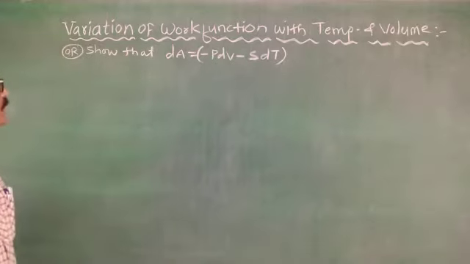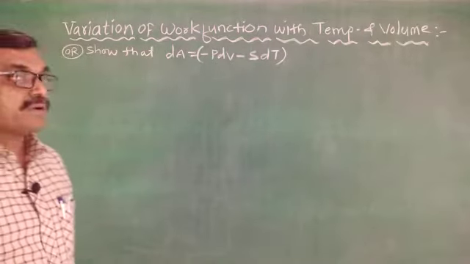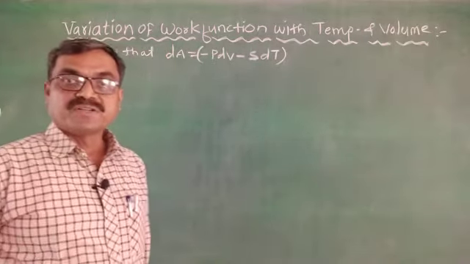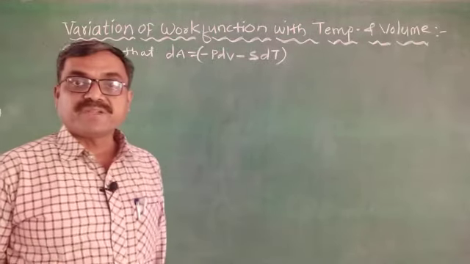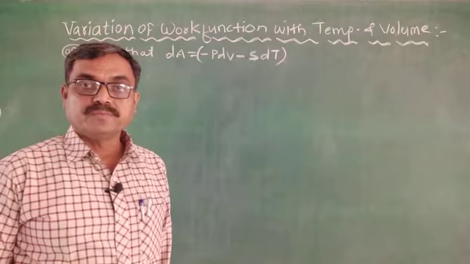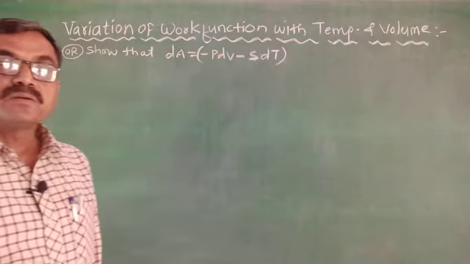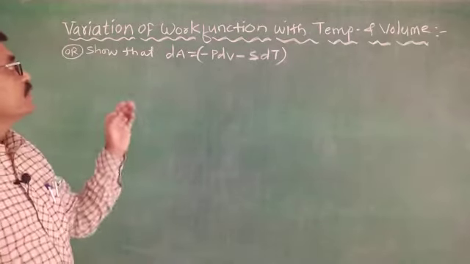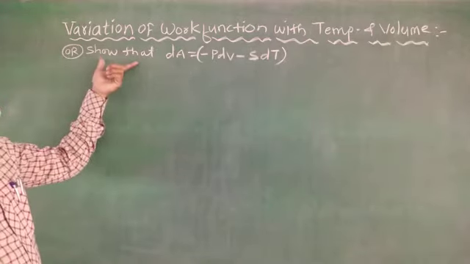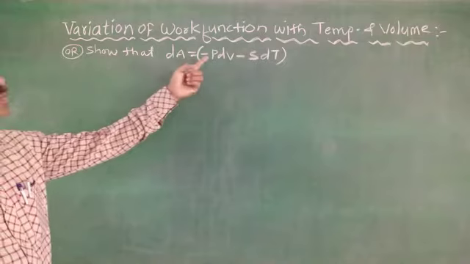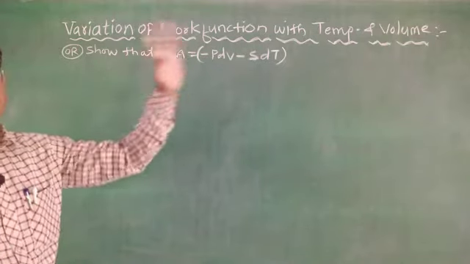Now today we have to see variation of Helmholtz function, that is work function, with temperature and volume, or we may say, show that dA is equal to minus P dV minus S dT.